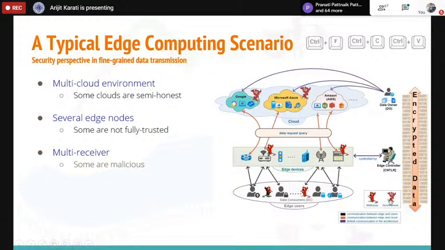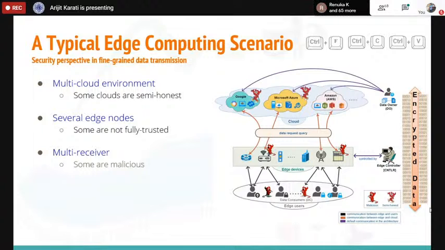We are not trusting it fully, but we have some belief that the data can be safe with these entities. But for malicious, we cannot say that it is fully safe. We just assume that my data has been compromised. So we have to design protocols which can protect your data against malicious devices and, at the same time, against semi-honest devices.